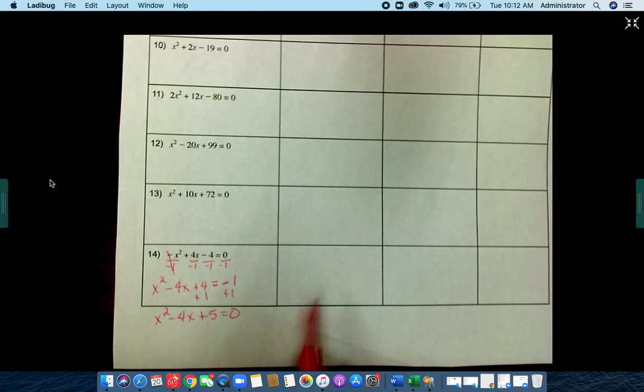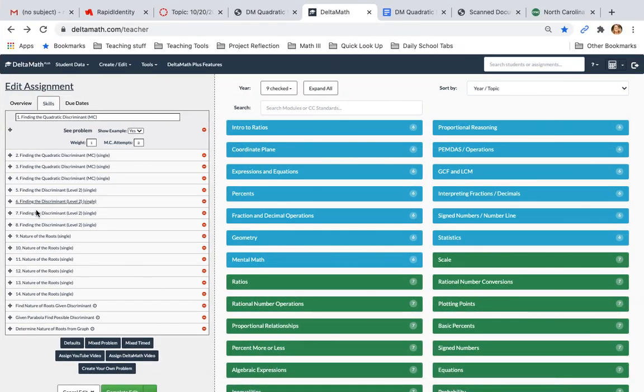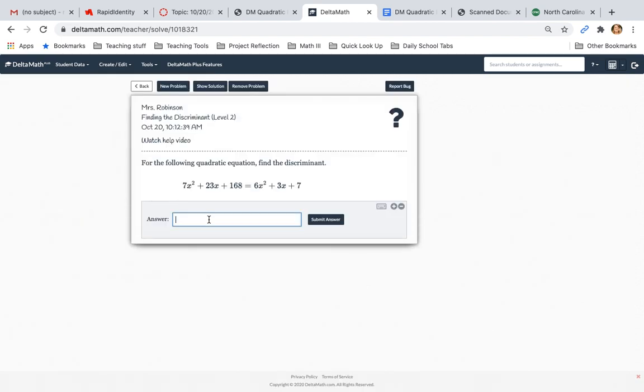And then I would continue finding my A, B, and C. Discriminant, what kind of root is it? Graph it. So just wrapping up, guys, that's what you're going to do for each of these. For 7, because we already did 7 in the video.